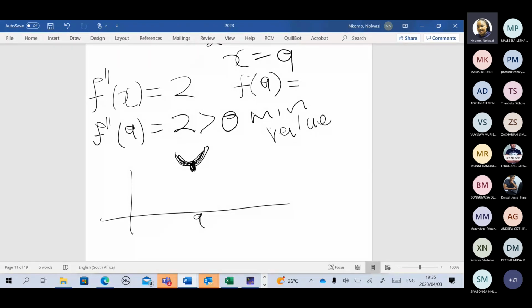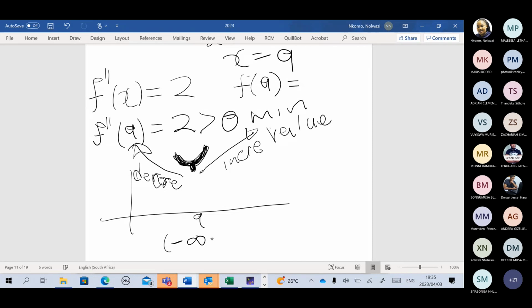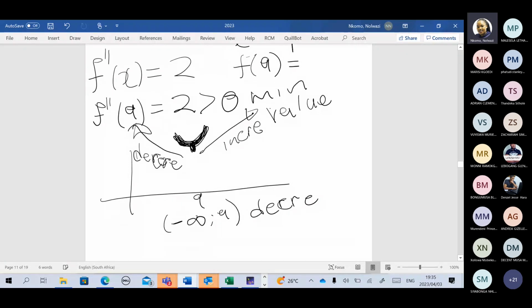If at 9 we have a shape like this facing up, that means from 9 to this side, our graph is increasing. And from 9 to this side, our graph is decreasing. So here you can say from minus infinity to 9, your graph is decreasing. And from 9 to positive infinity, because it goes this way, your graph is increasing.